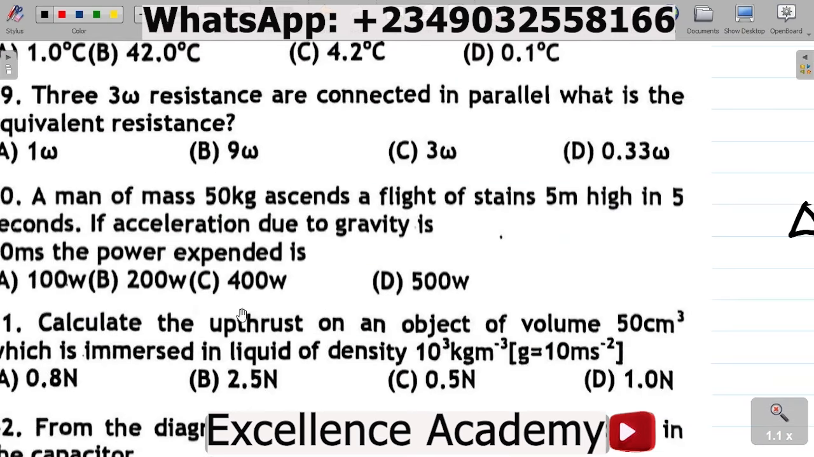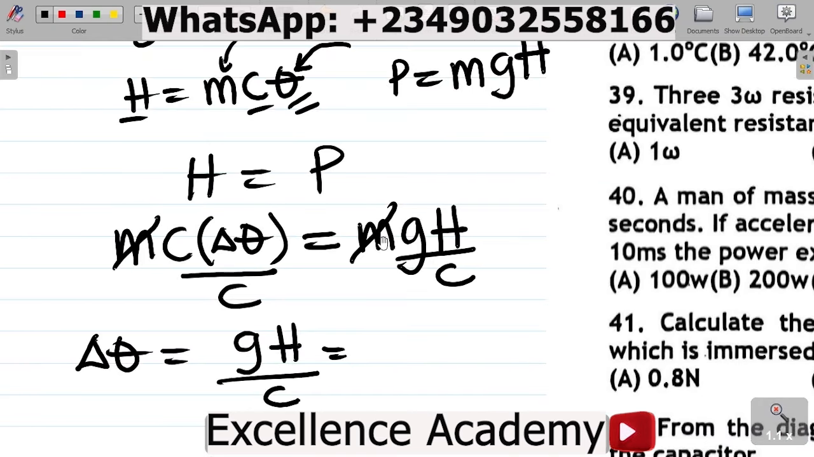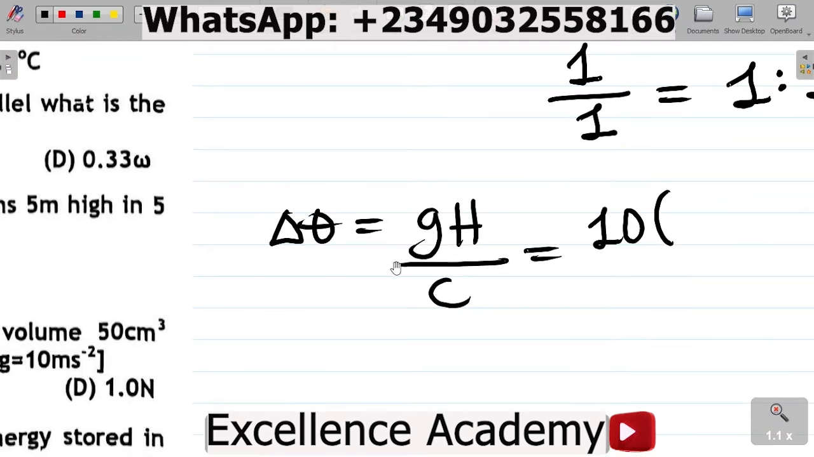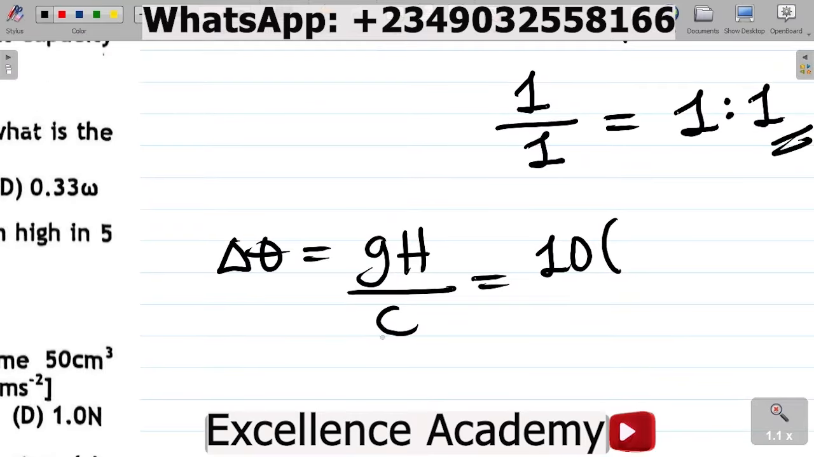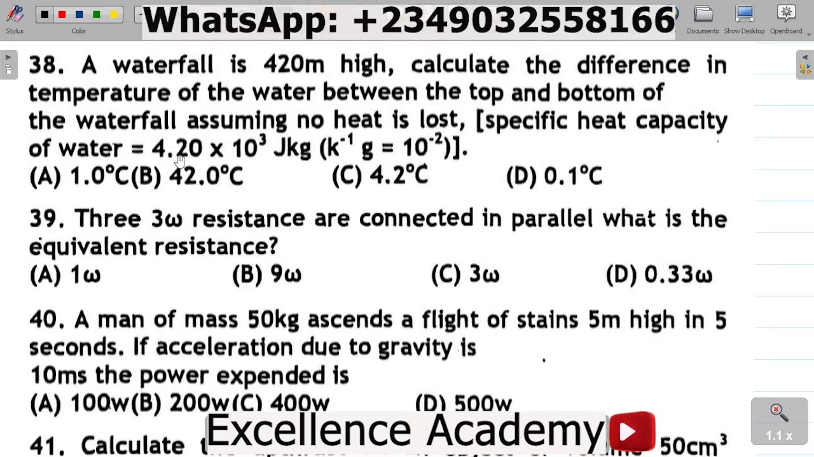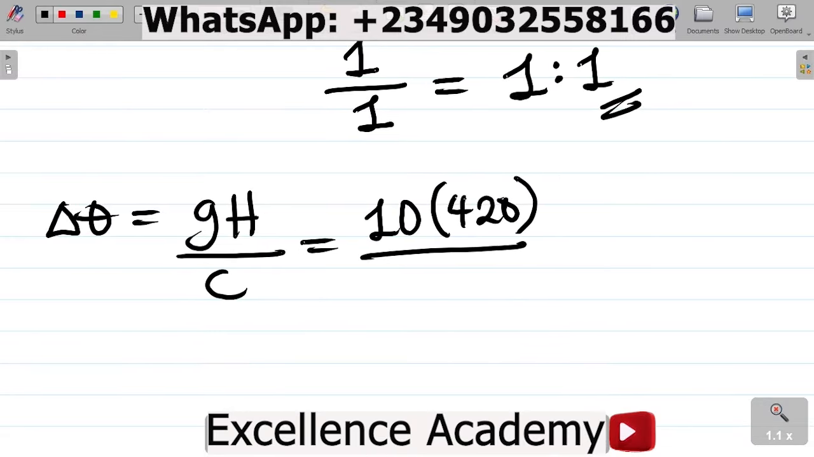Please, recall that the h here was from mgh, mass times gravity times height. This h here is not heat. Please take notes. Perhaps I should have used a small h, but whichever way, this is 420 meters, all over the value of c from the question, 4.2 times 10 to the power 3. This is 4.2 times 10 to the power what there?